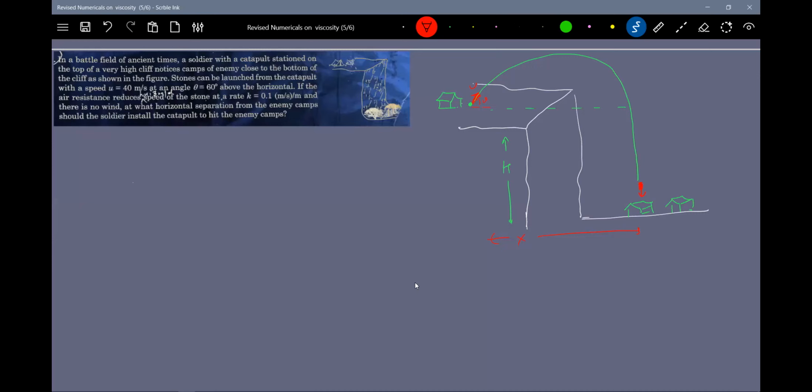Air resistance reduces the speed of the stone at a rate. Look at that, 0.1 meter per second per meter, you have to look at this unit. What is the unit for K? Speed per meter, means as it propagates, the air resistance will decrease the speed. Previous problem, that's why I asked you to resolve the viscous drag along X, along Y. Along X axis, the viscous drag will see that for every 1 meter, the speed of the cannon will be decreased by 0.1 meter per second. That's the meaning of this. You look at this parameter.